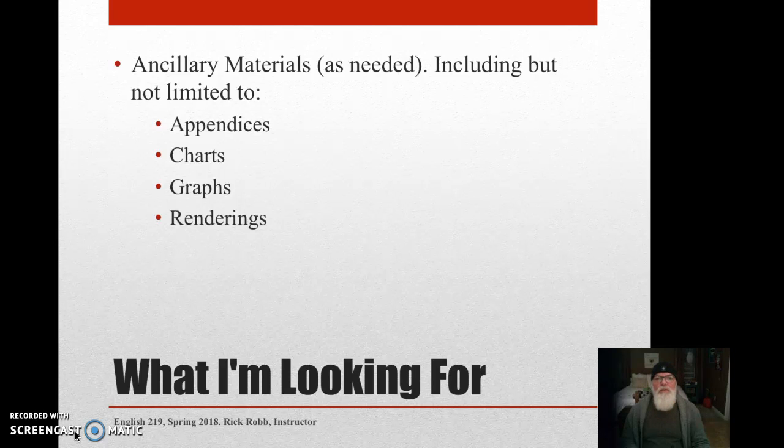And then any ancillary materials that may be needed. And they may include in this project here, it might be appendices, with things like maybe charts and graphs or renderings, those sorts of things. I'm going to look at the appropriateness of them primarily. Like, do they belong in here?